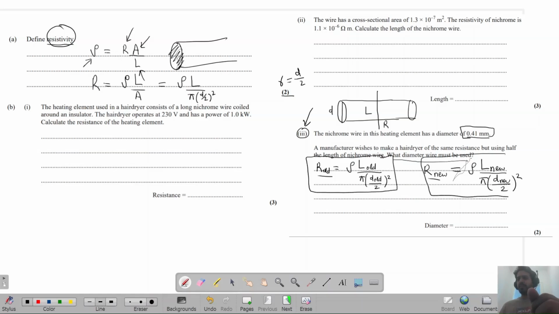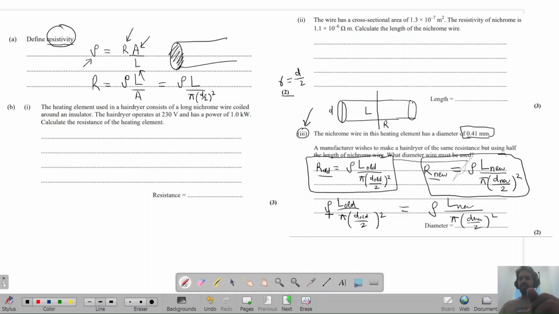So that's what I will do next. I can equate these two equations. I will get rho L old divided by pi d old divided by 2 square equals rho L new divided by pi d new divided by 2 whole square. And now you can see rho is resistivity.